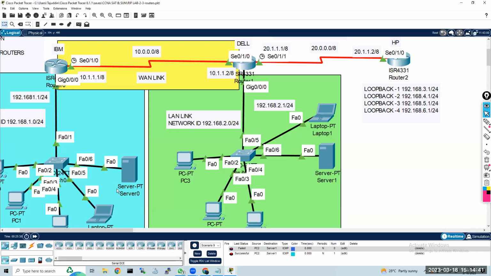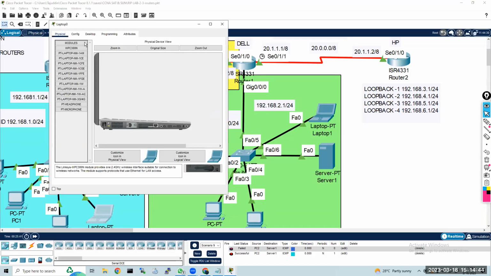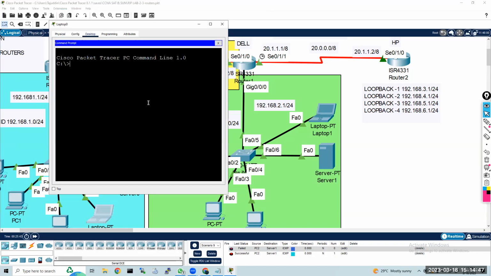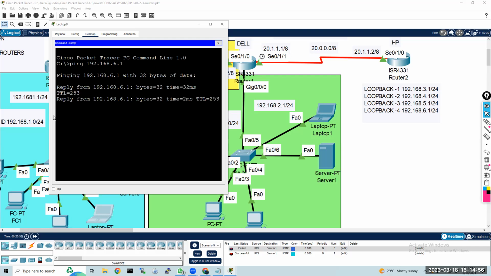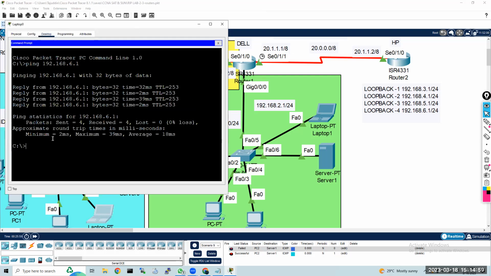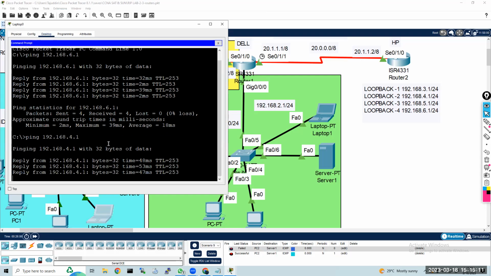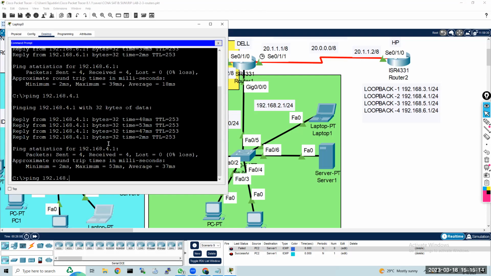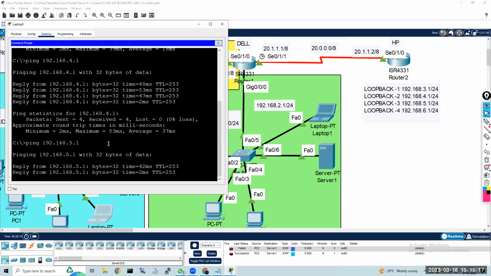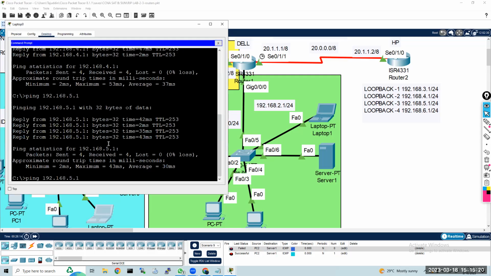So let's check from the PC side. Let's open my laptop here. I will go to desktop, command line. I'll ping the loopbacks. 192.168.6.1. I have the reachability. Packets sent 4, received 4, lost 0. Same thing, I can ping 4.1. Yes, I have the reachability. Same thing for 5.1, and one more, 3.1.